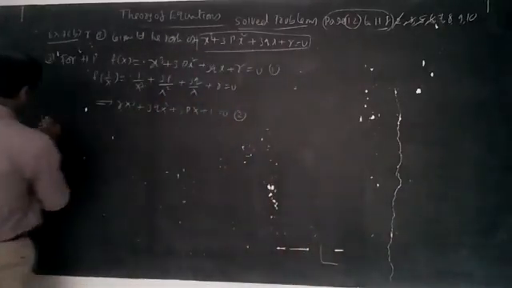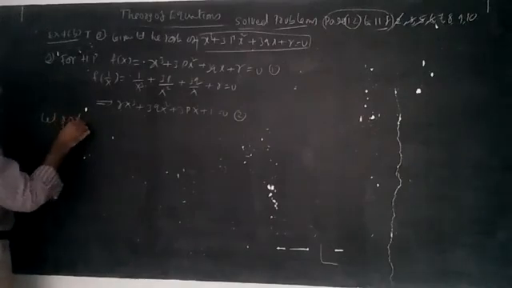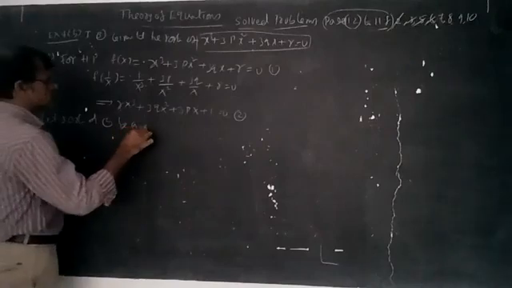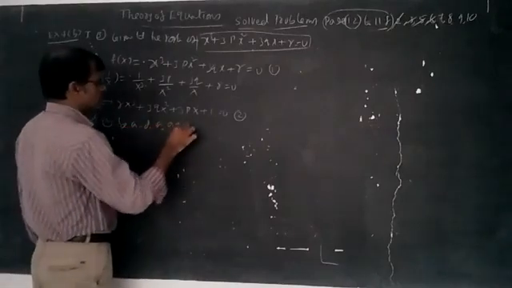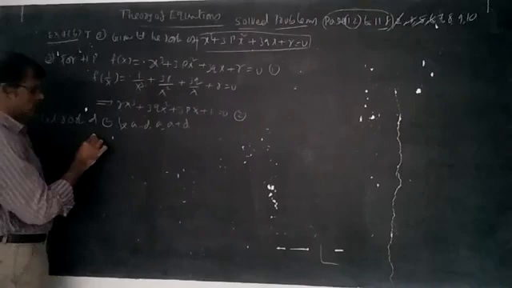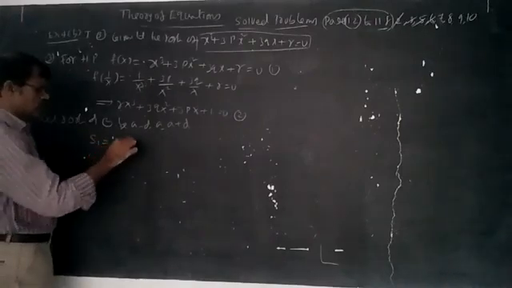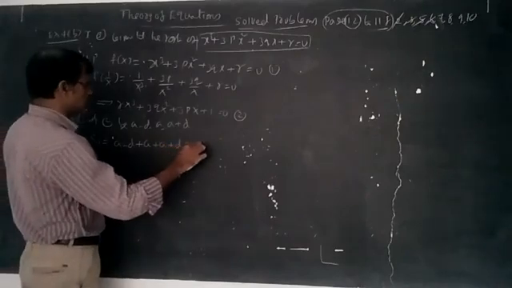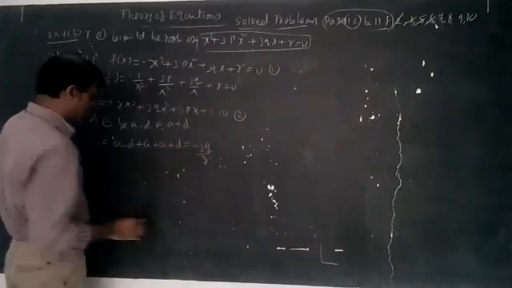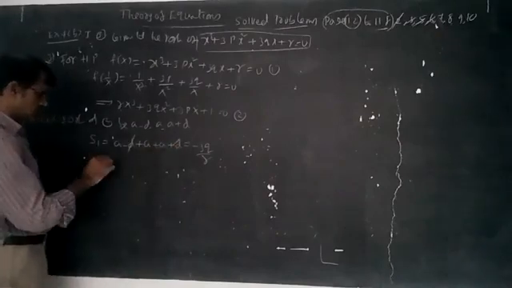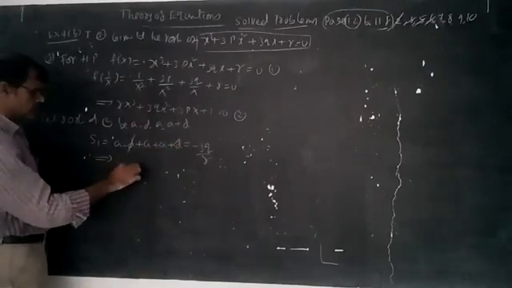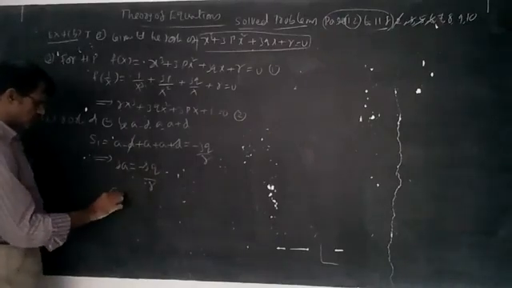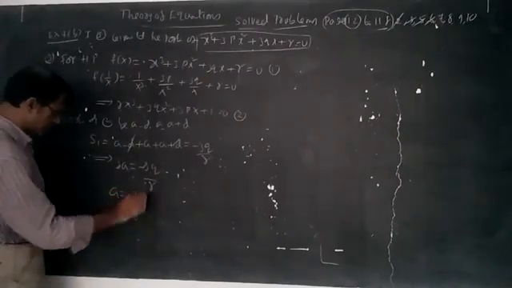Now, let the roots of equation 2 be a minus d, a, a plus d. Now you can understand the sum of roots S1 is a minus d plus a plus d, which is equal to minus 3q by r. Minus d plus d gets cancelled. Here you can write 3a is equal to minus 3q by r. 3 will get cancelled. a is equal to minus q by r.